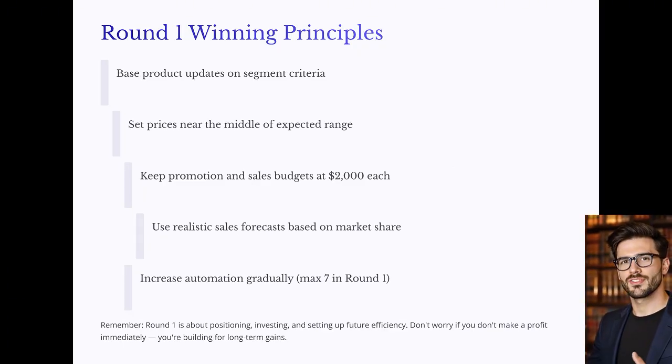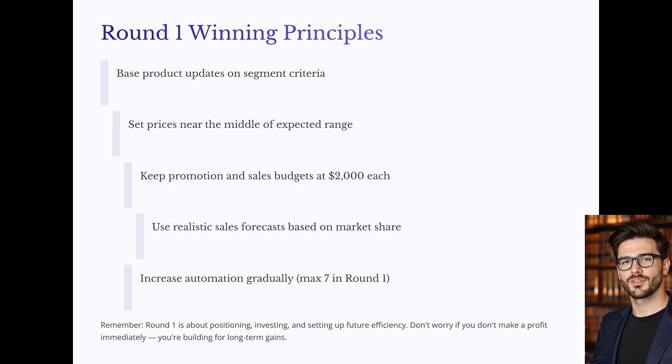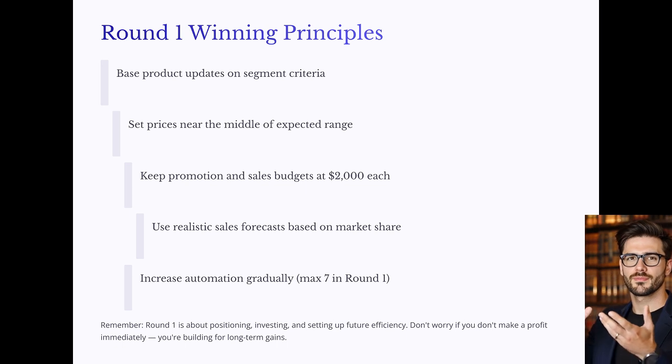Final tips before submission. Let me summarize the round 1 winning principles. 1. Always base product updates on segment criteria. 2. Set prices near the middle of the expected range. 3. Keep promotion and sales budgets consistent at $2,000 each. 4. Use realistic sales forecasts based on expected market share.